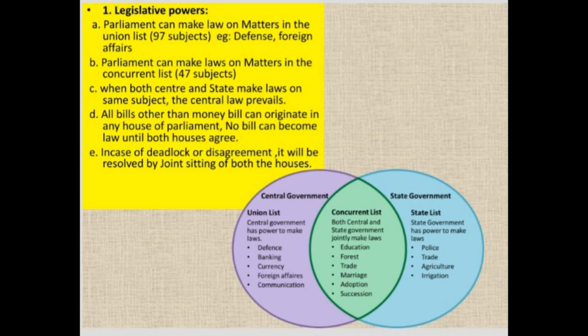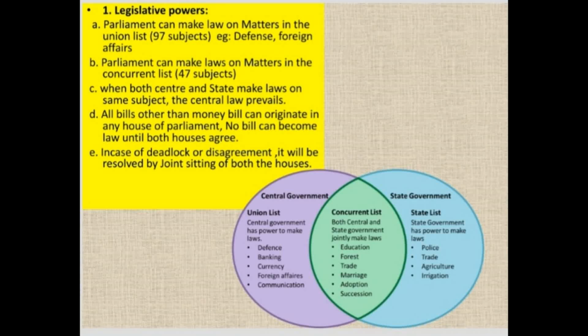Hence here the parliament can now make laws on the 97 subjects in the union list as well as the 47 subjects covered in the concurrent list. And if both central and state make laws on the concurrent list, then the central law will prevail. All bills other than money bills can originate in any house of the parliament. If it is not a money bill, then it can be started in any house, and no bill can become law until both houses agree.